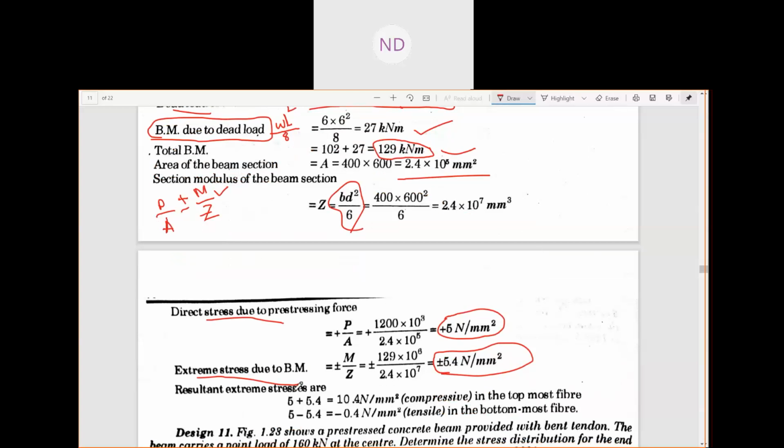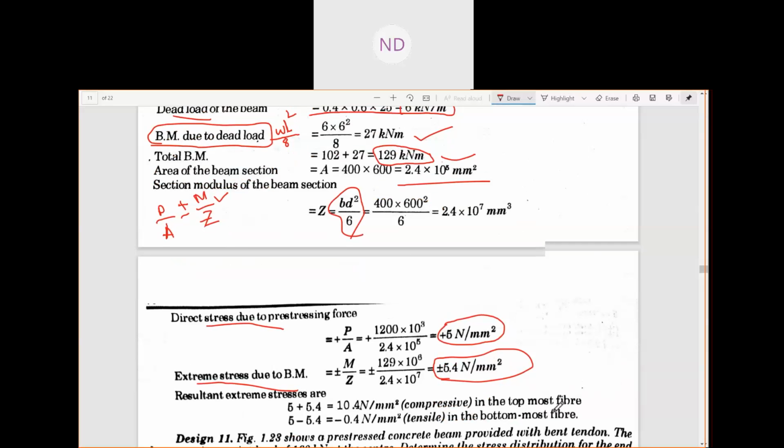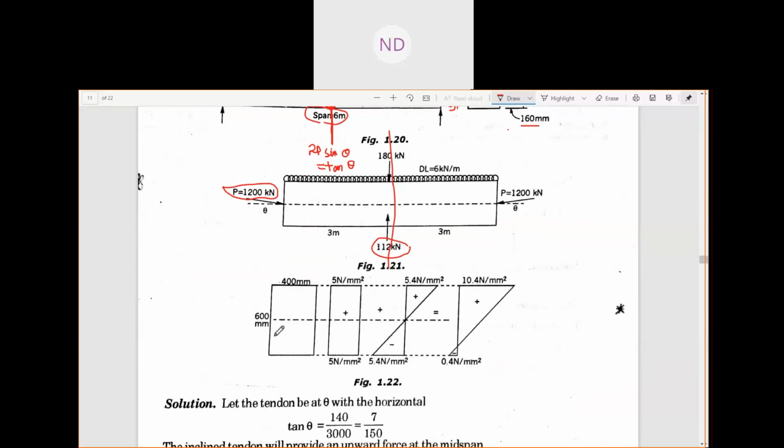This is your top fiber stress. Let me show you the stress diagram here now. Stress diagram, this is your section 400 by 600. Then we have the direct stress, which is 5 Newton per mm square, uniform throughout the beam. Then we have the stress due to bending moment, plus minus M by Z, with compression at the top and tension at the bottom. So that was 5.4 Newton per mm square.